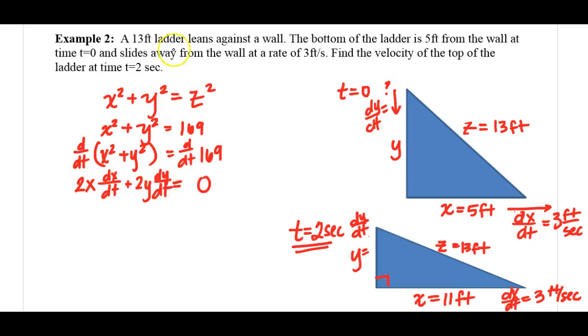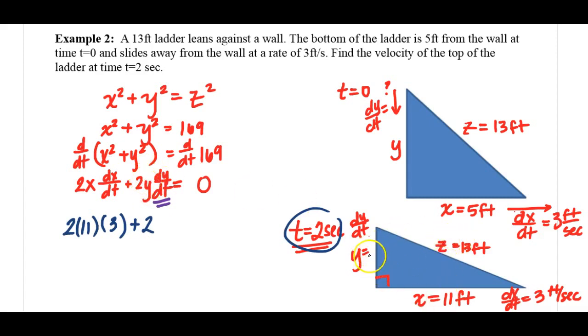And so now I'm solving for dy/dt. In order to find dy/dt, I'm going to have to plug something in for y, for dx/dt, and for x. But I have quantities for x and dx/dt. So 2 times my x value at 2 seconds, which is 11. So 2 times 11, dx/dt is 3, plus 2 times... So now here's where I have to solve for y.